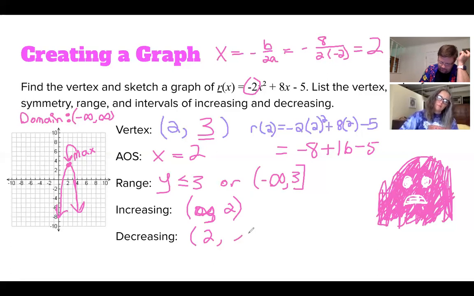2, to infinity is where it's decreasing. From that point 2 on, the graph is decreasing, and it's Wilson.